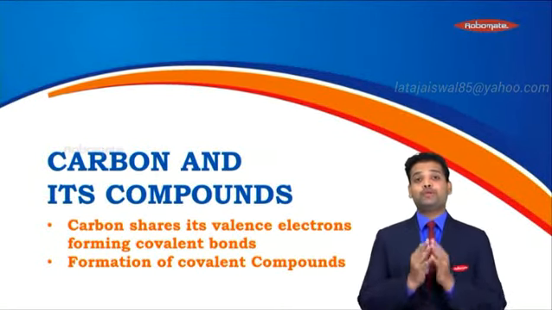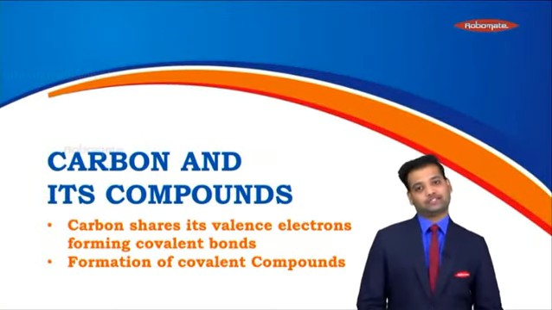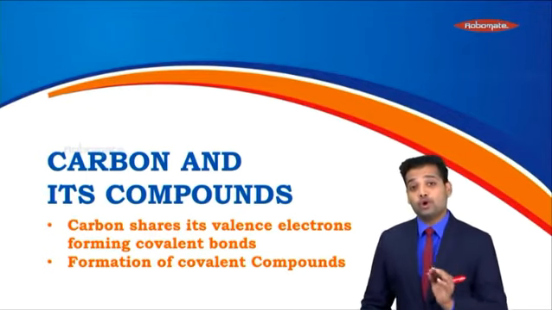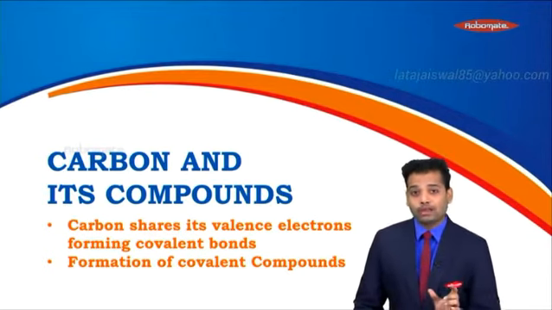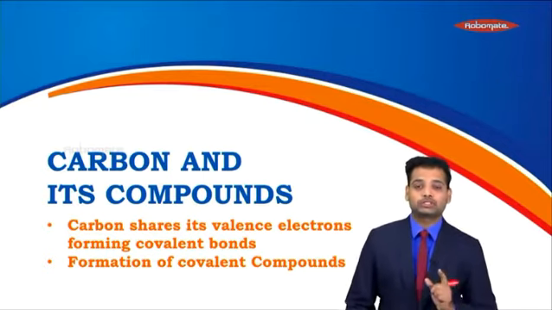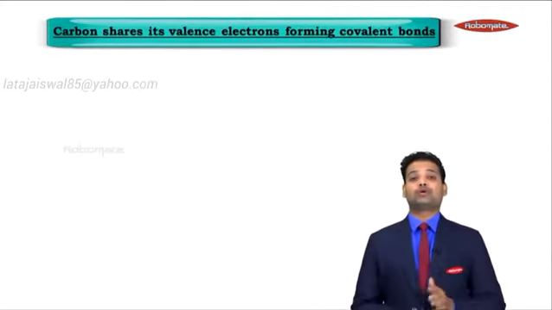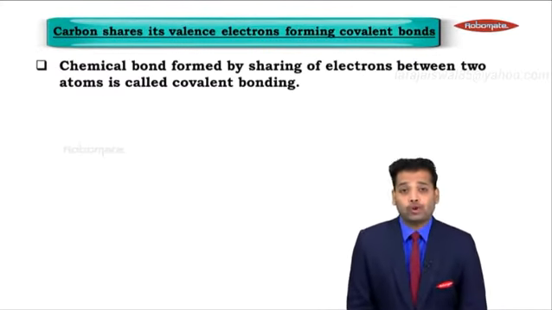In this module, we will learn how carbon shares its 4 electrons. So carbon shares its valence electrons, forming covalent bonds. Now, what are covalent bonds and what are covalent compounds? Let's see. So carbon shares its valence electrons forming covalent bonds. And what are covalent bonds?